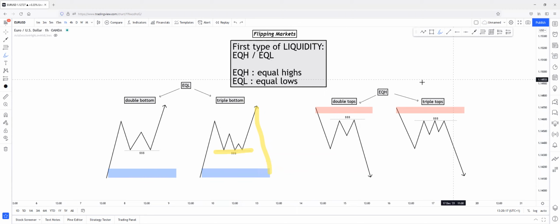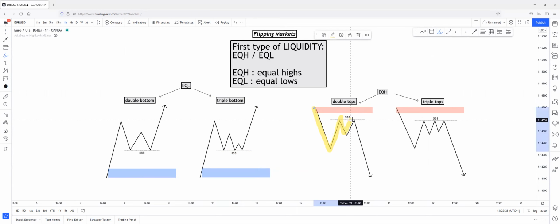The same scenario happens with the equal highs, the double taps and the triple taps. The only difference is that it's formed on the upside and not on the downside. So price created a downside movement, pullback, created the first tap, little pullback again, created the second tap, equally lined up taps. After this, price will create a new structural high.